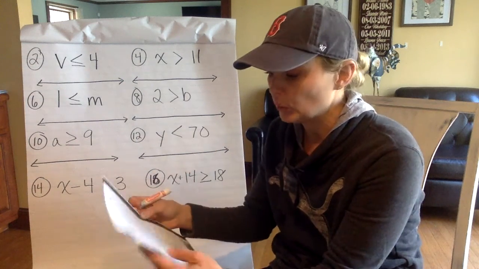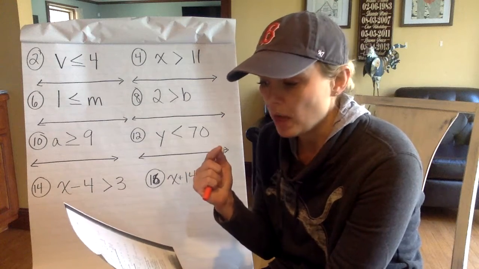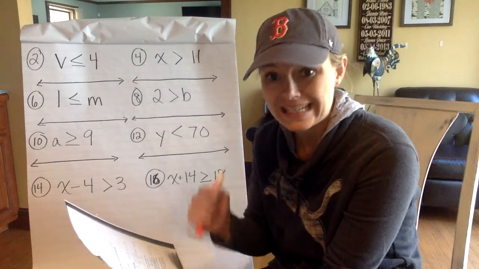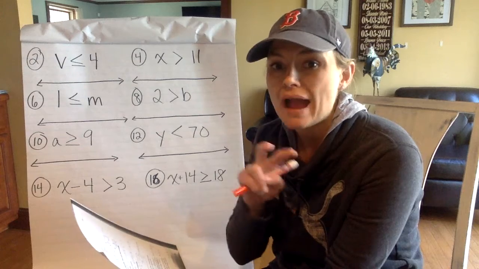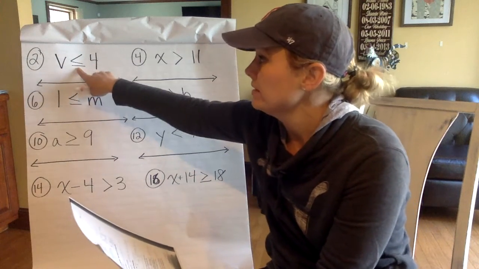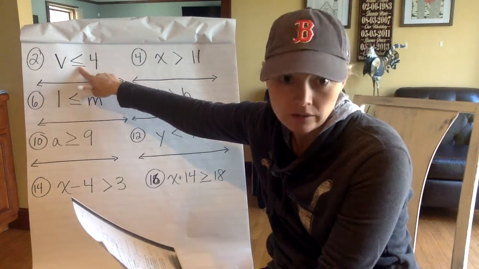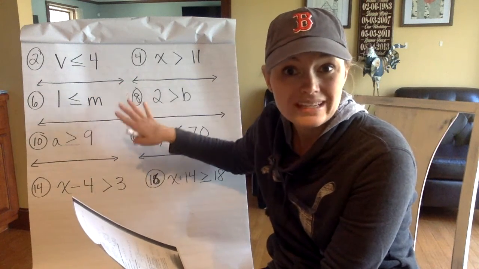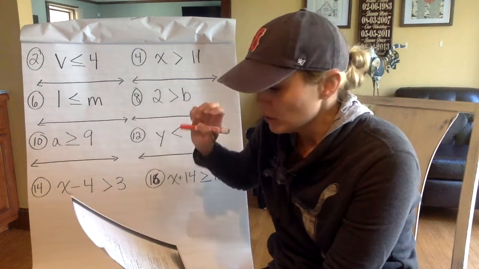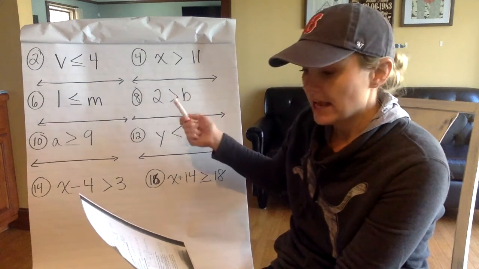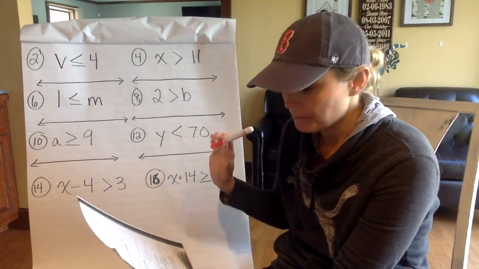So in number 2, where the original inequality was v plus 10 is less than or equal to 14, you would be subtracting 10 from both sides to be left with v is less than or equal to 4. Okay, we'll go back and do the graphing. I'm just going to go over the solutions first. Number 4, you would be adding 3 to both sides to end up with x is greater than 11.